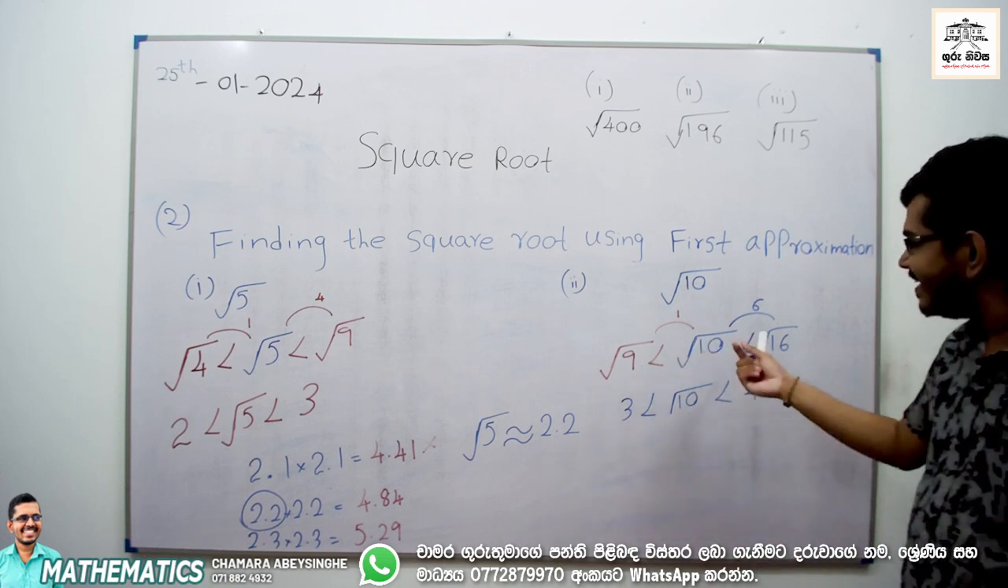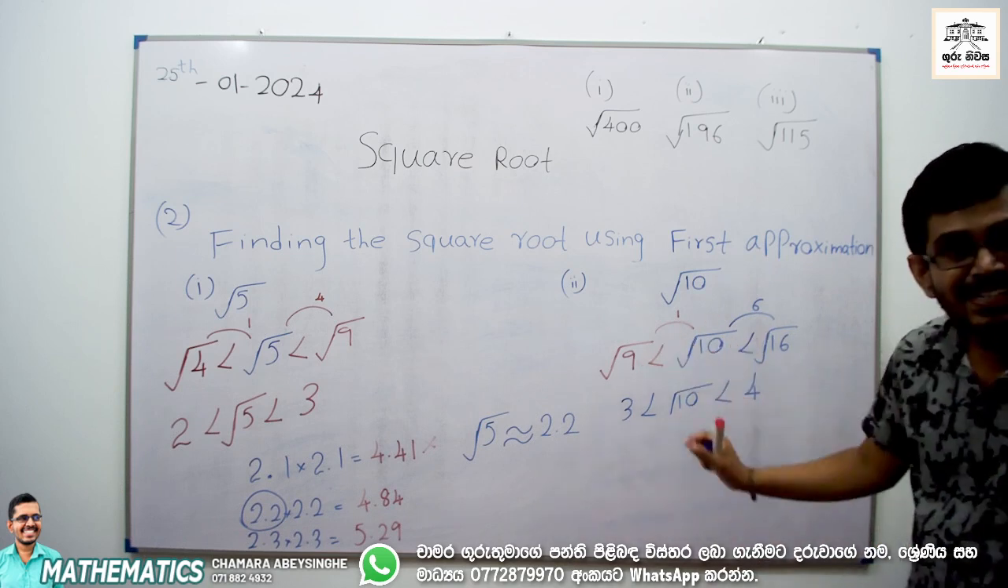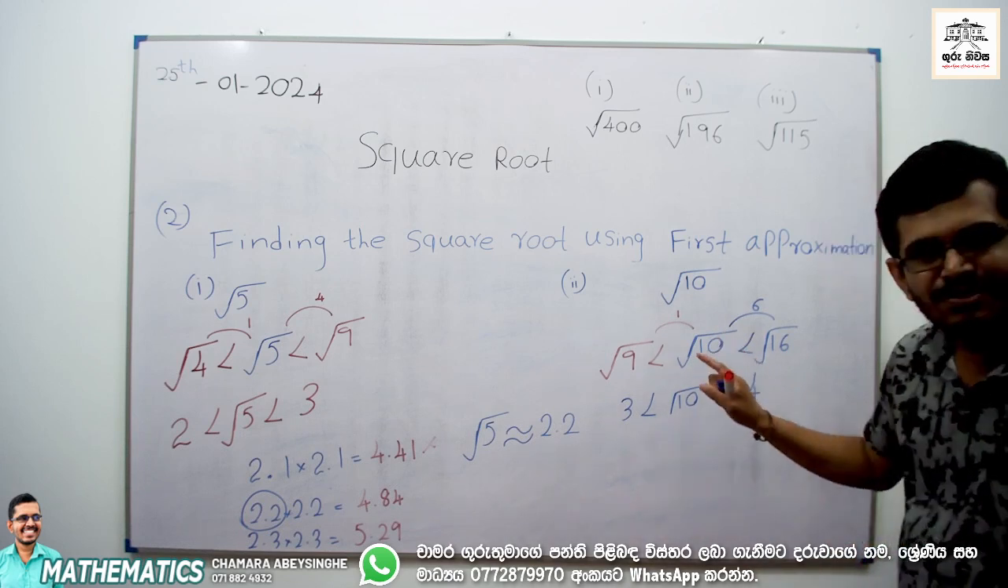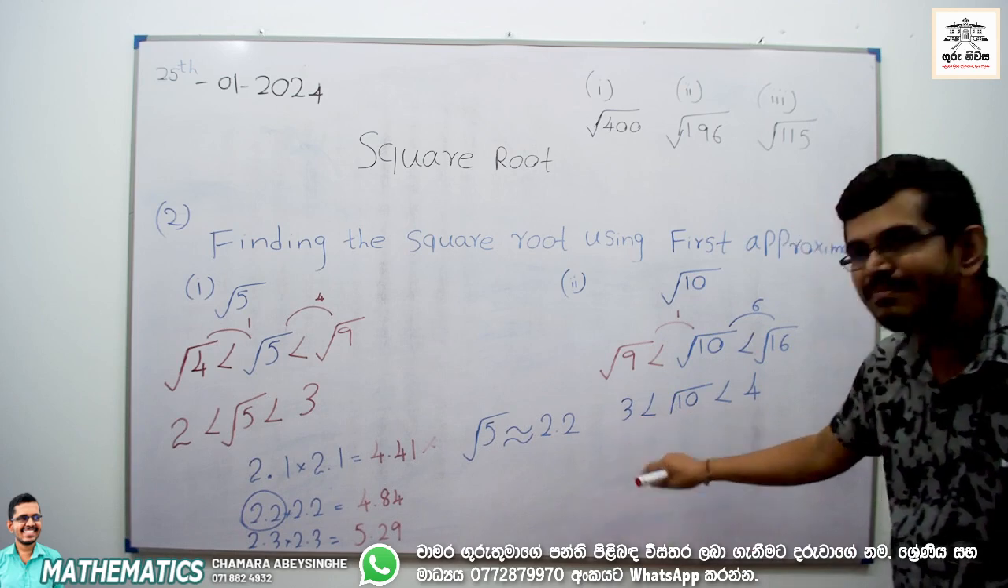That means the nearest one to square root 10 is square root 9. That means the value of the square root 10 is nearest to 3.